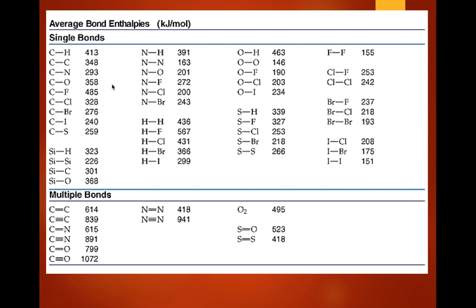That's because fluorine is super electronegative and it really doesn't want to break up that bond. So it's going to take a lot of energy to take those electrons away from fluorine because it does not want to give them up.